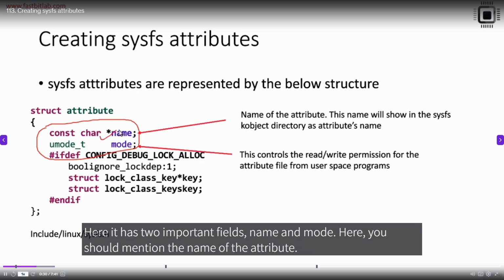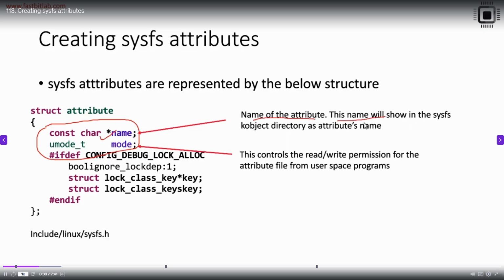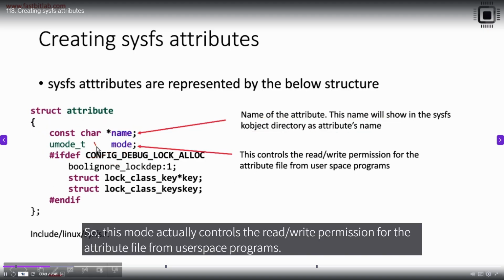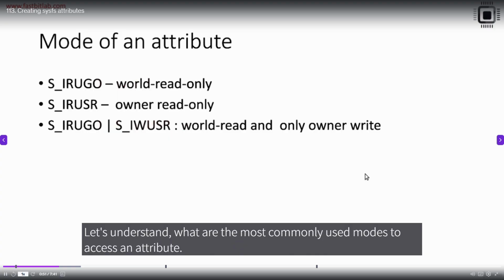Here you should mention the name of the attribute. This name will show in the sysfs k-object directory as the attribute's name. And what is the access mode of that attribute you can mention here. So this mode actually controls the read-write permission for the attribute file from user space programs. Let's understand what are the most commonly used modes to access an attribute.